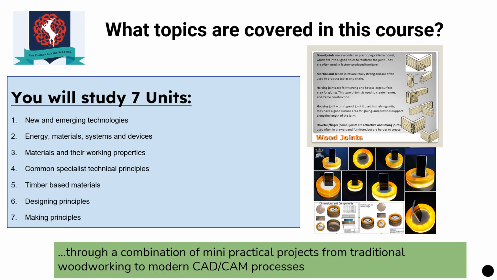During the GCSE design technology there are 7 key units of study which we have listed here for you to see. These are very broad units which would prepare you with the knowledge you'd need to further study design technology or engineering at A level or an apprenticeship level. We would explore these units through a variety of theory lessons and mini practical projects from traditional woodworking to modern CAD/CAM design processes.